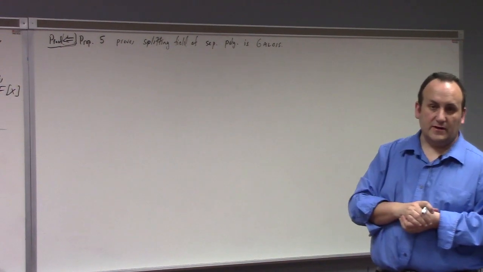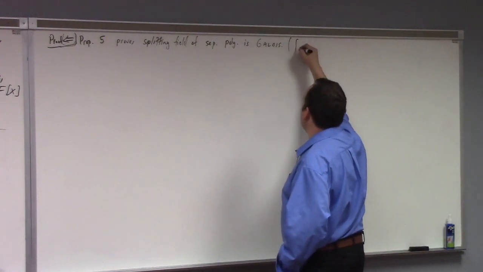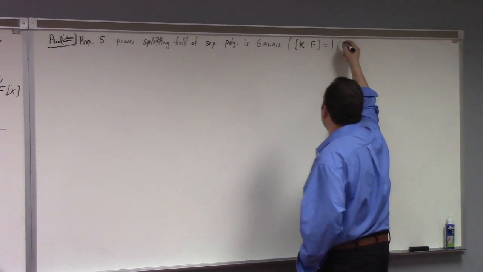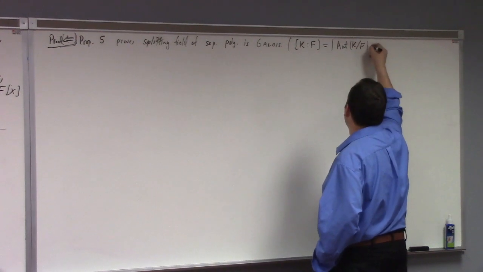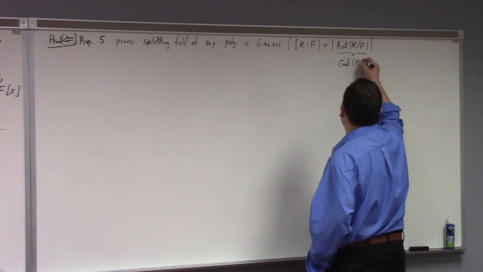What does it mean to be Galois? Remember, that means that the degree of K over F is equal to the order of the F-fixing automorphisms of K, right? In which case, we call this the so-called Galois group of the extension, right?